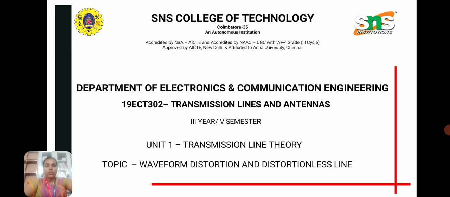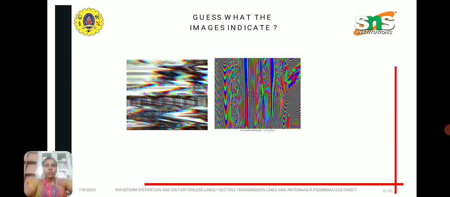So in this lecture we are going to discuss waveform distortion and distortionless line. So let's see the image in this diagram. What does it indicate? Here some distorted signal is present, so we are not going to get the original signal or image from this picture.